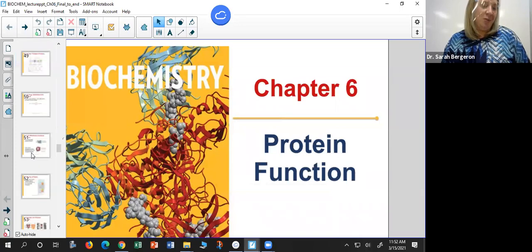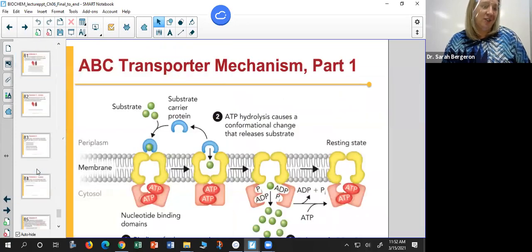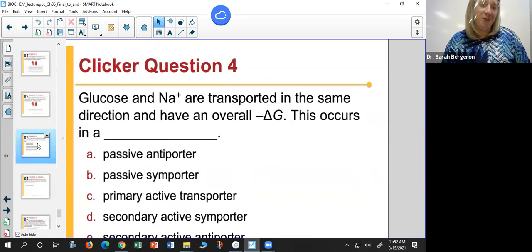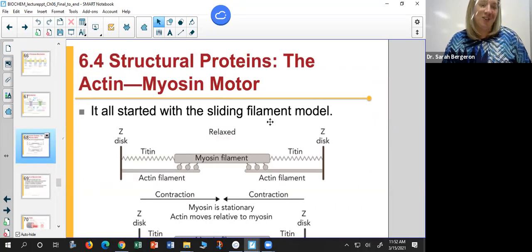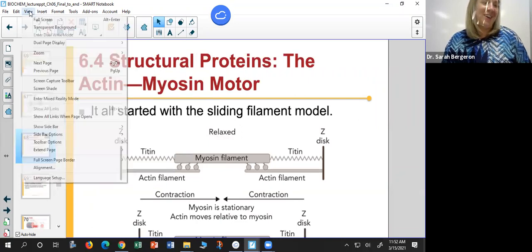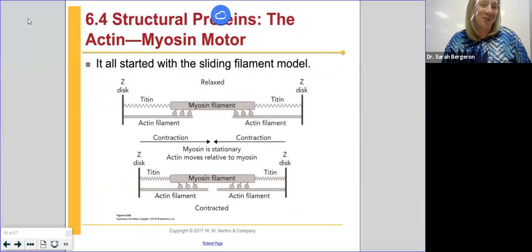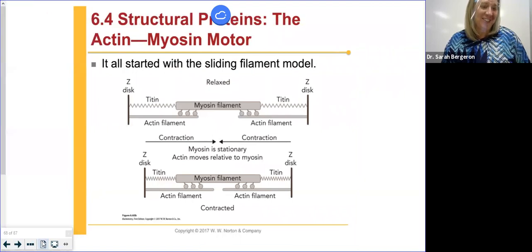All right, I'm gonna go all the way down because we're on the very last section on my favorite protein ever on the entire planet ever, which is actin. Okay, so let's see if I can do this.